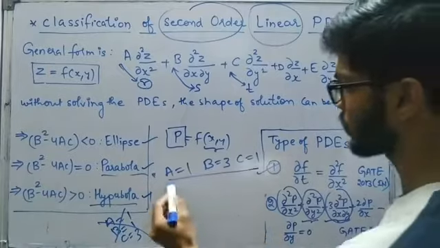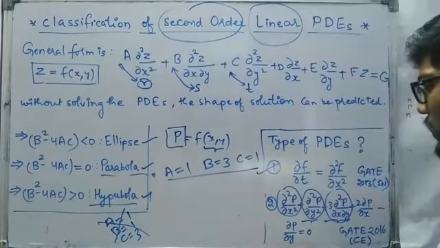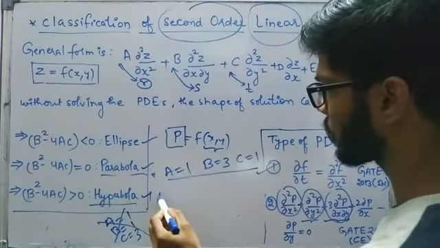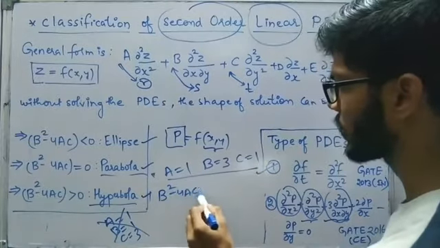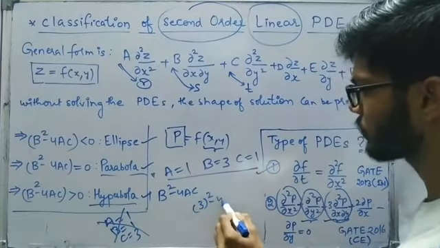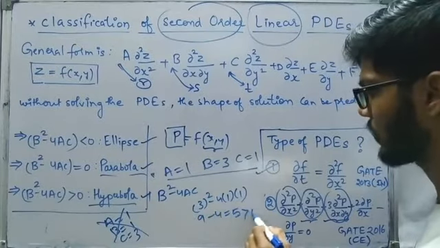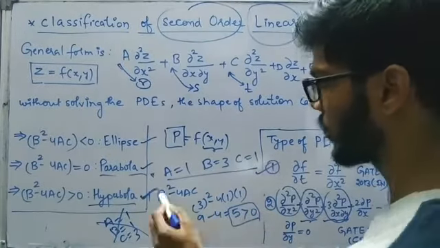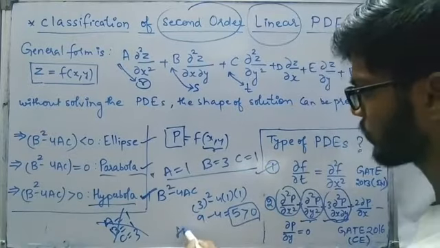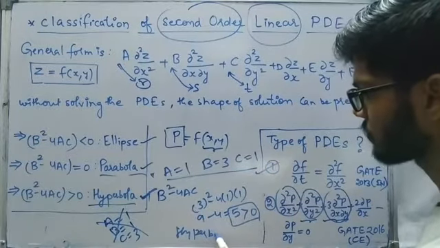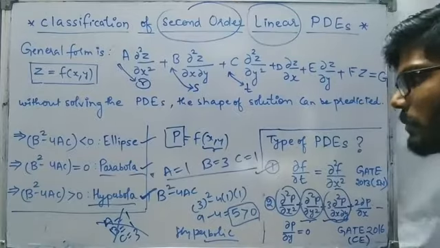So now, the values of a, b, c by comparing with our standard format in our mind, we write b square minus 4ac as 3 square minus 4 into a into c. So 9 minus 4 is nothing but 5. So 5 is a positive number. We are going to have again the hyperbolic solution. So our option will be hyperbolic.